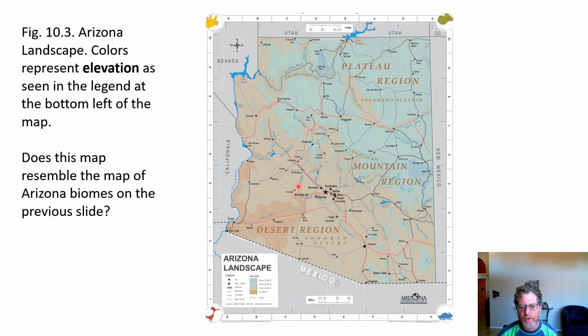So here's a simpler map of the Arizona landscape that just divides things into a desert region, a mountain region, and a plateau region. And these colors represent why they're different, and that difference is elevation. And as you go to higher elevations, it's like going to a more northerly latitude. So going up is like going large distances in terms of latitude.